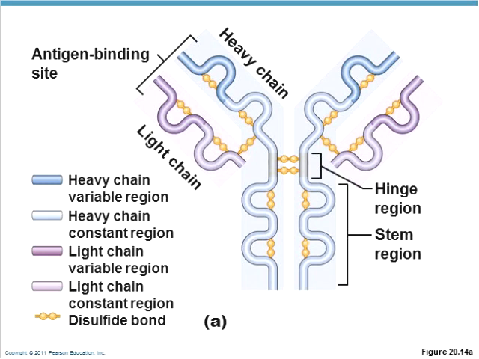This is a nice graphic of that antigen binding site. You see a heavy chain here, a light chain here. You see a little hinge region and a stem region. And the stem region is the constant region. That's the place that's consistent, which identifies the class of that antibody.